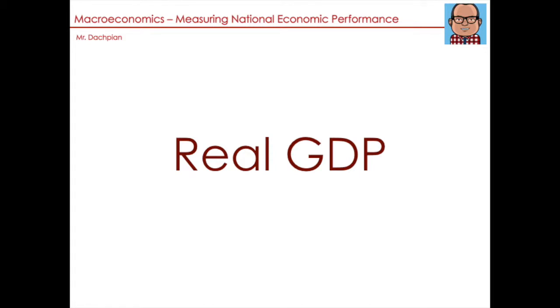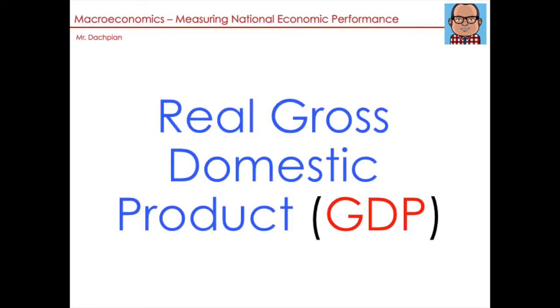Real gross domestic product, or GDP, is a measure of the value of all newly produced goods and services in a country during some period of time, adjusted for changes in prices over time. Note, the adjective real means that the GDP has already been adjusted to remove the effects of prices over time.